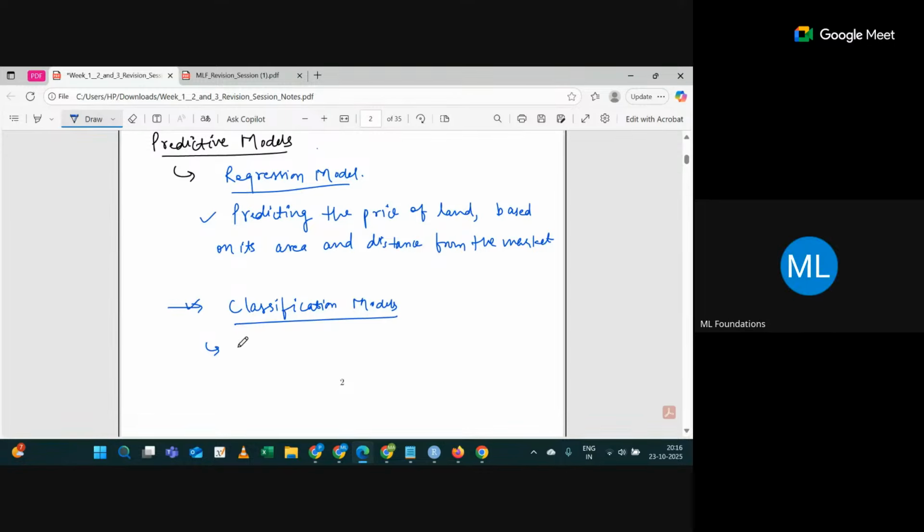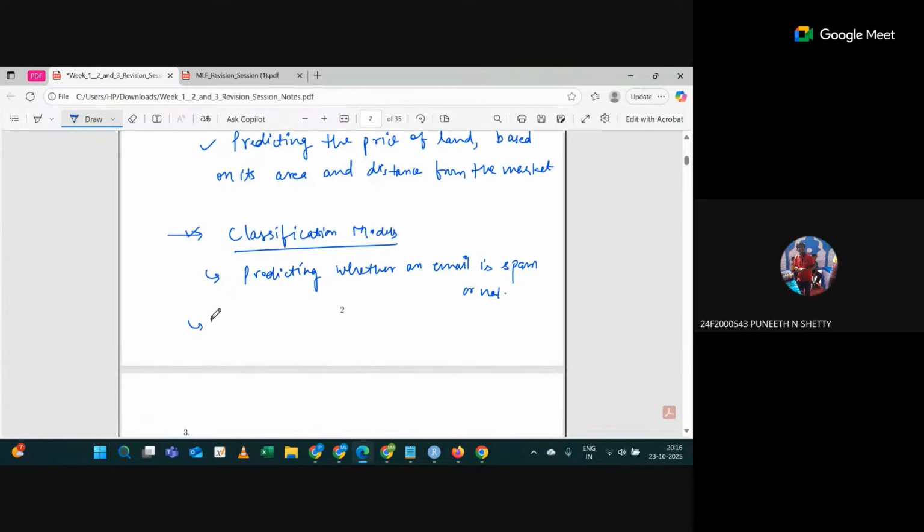Whether an email is spam or not, yes, that example. And what else? Whether tomorrow there will be a possibility of rain or not. Very good. Whenever there is some classification, another example is predicting whether a patient has a particular disease, let's say cancer or not, something like that. Are you getting an idea about these kinds of models?